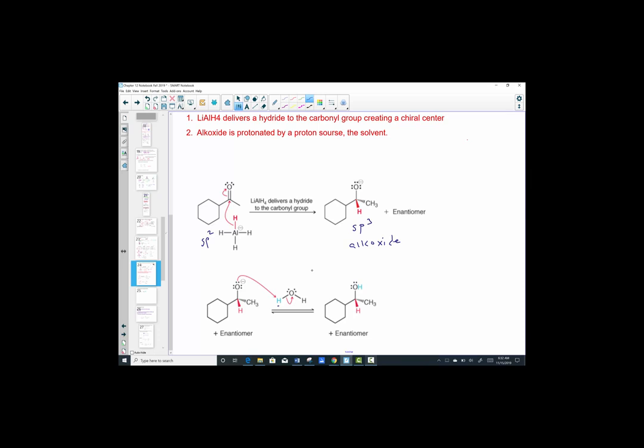Remember, this is a water example, but you could use, for example, methanol, or you could use ethanol. Just a protonated solvent is all we need. And then you transfer the proton from the solvent to create your alcohol. And remember, the stereochemistry is a plus an enantiomer. The hydrogen could be the dash or it could be the wedge.